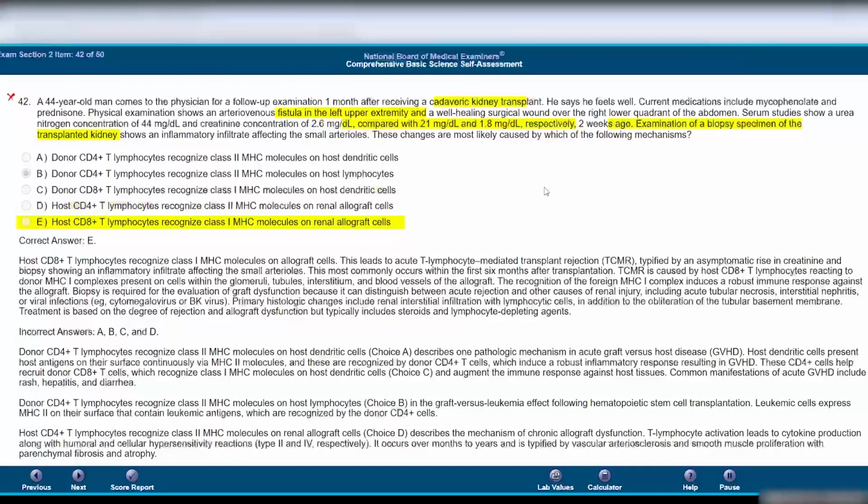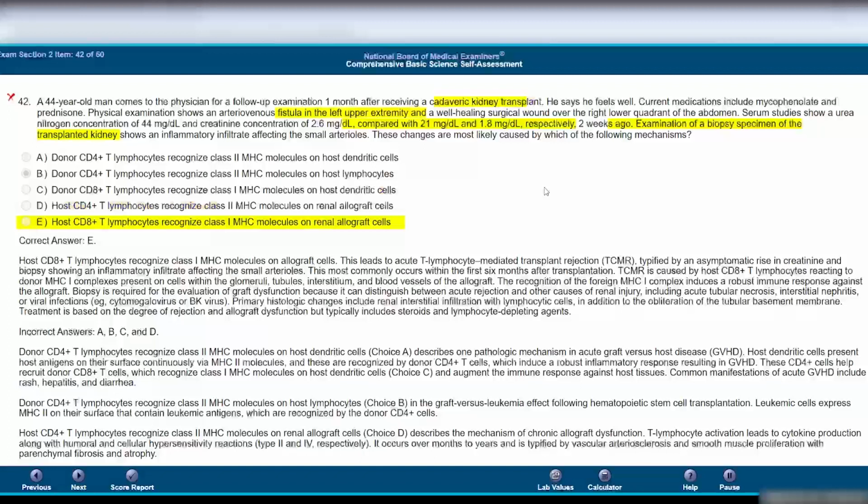So a 44-year-old man comes to the physician for a follow-up examination 1 month after receiving a cadaveric kidney transplant. He says he feels well. Current medications include mycophenolate and prednisone. Physical examination shows an AV fistula in the left upper extremity and a well-healing surgical wound over the right lower quadrant of the abdomen. Serum studies show a urea nitrogen concentration of 44 and creatinine of 2.6. Examination of a biopsy specimen of the transplanted kidney shows an inflammatory infiltrate affecting the small arterioles. These changes are most likely caused by which of the following mechanisms?